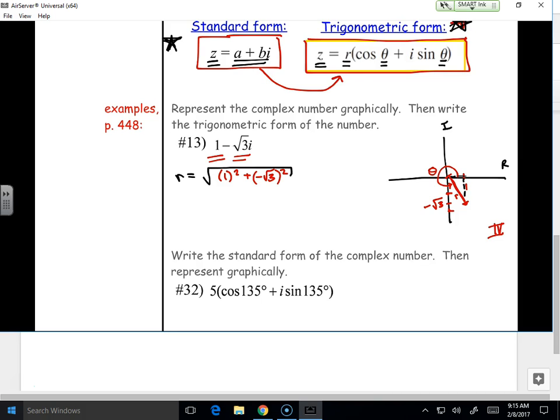Mental math, what's 1 squared? 1. What's root 3 squared? Well, negative times negative is a positive. And root 3 squared is 3. What's the square root of 4?